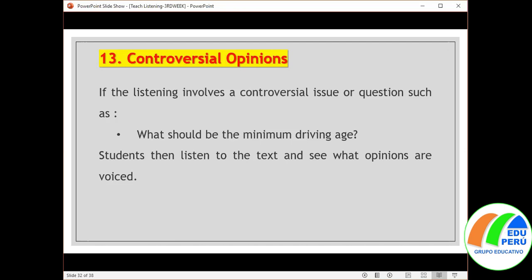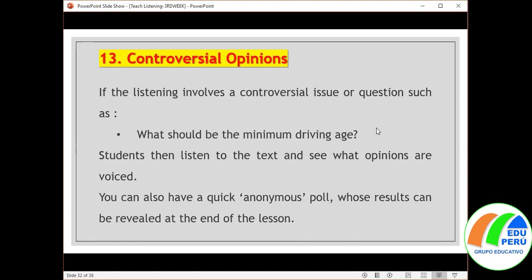So you must give them a controversial topic or question, and they could give their own opinions, their own point of view, and then listen to the test and see what opinions or points of view are expressed in the listening test. And this is another one. I think this is for more advanced level students.